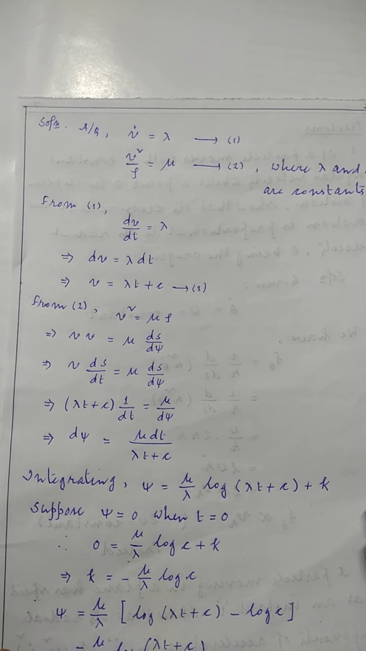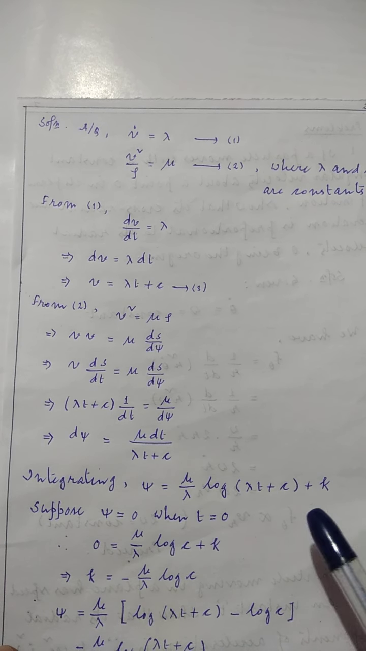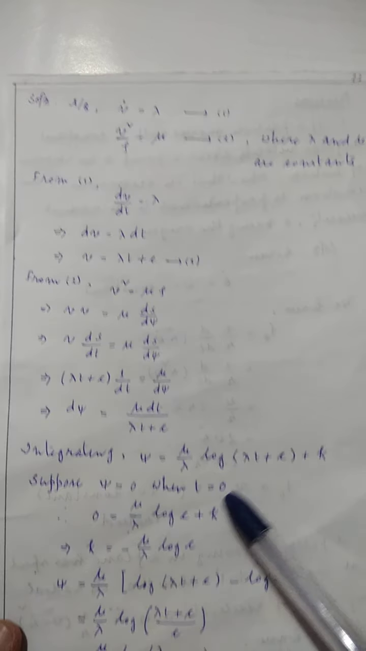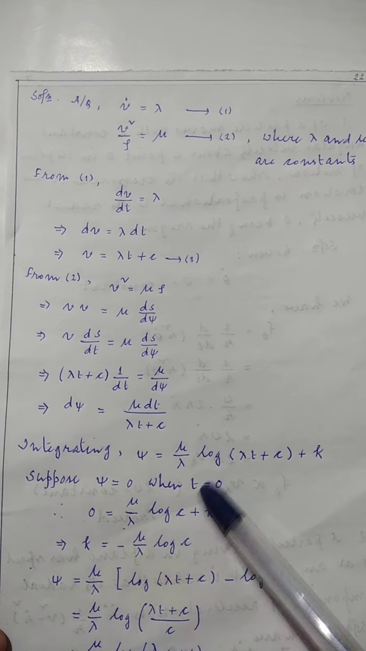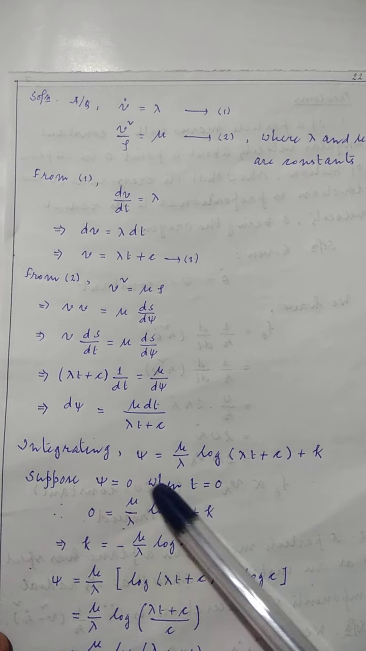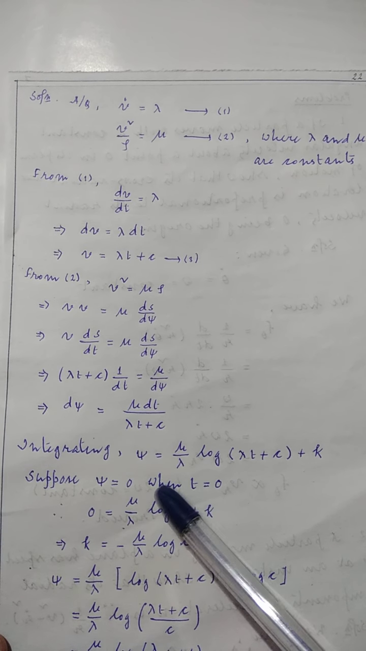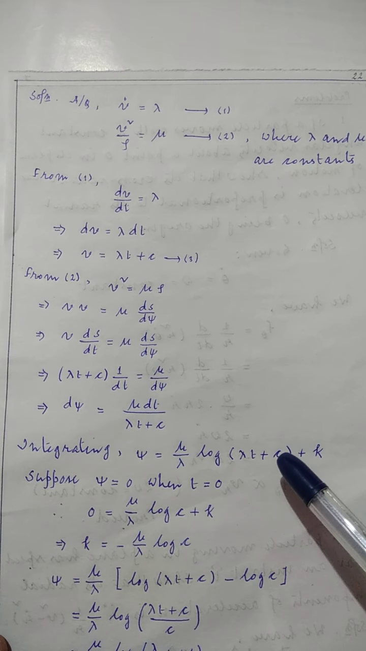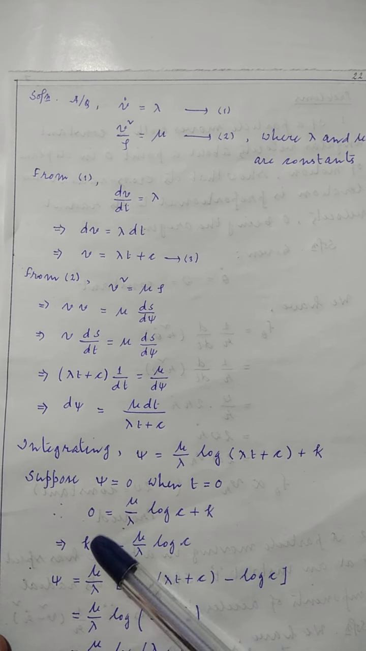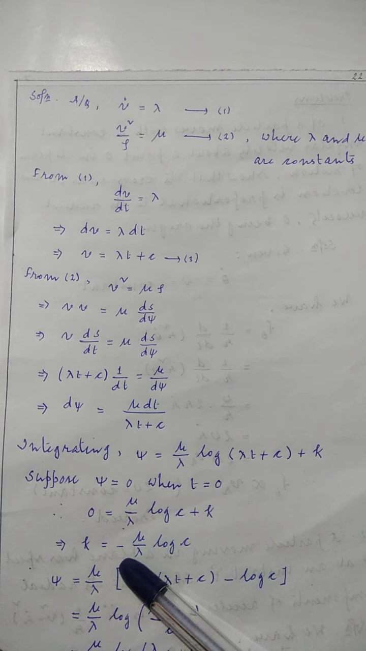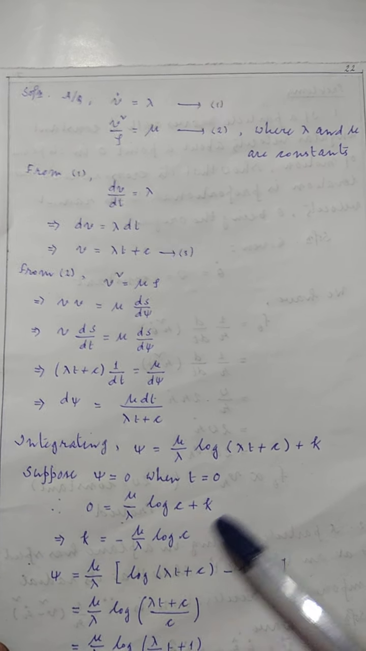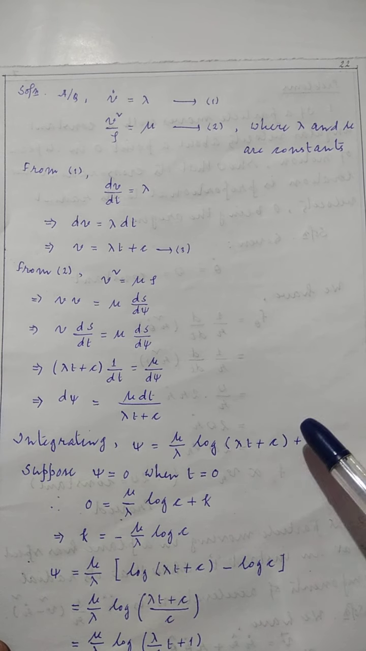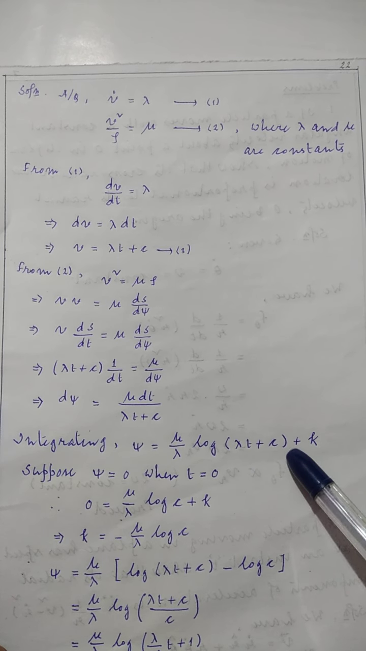Now we have to find the value of this constant k. Suppose psi is equal to 0 when t is equal to 0. If we impose this condition, then it is possible to get the value of the constant k. Taking psi is equal to 0 and t is equal to 0, you will get k is equal to minus mu by lambda log of c. So substitute the value of k in this equation, and you will get the expression for psi.